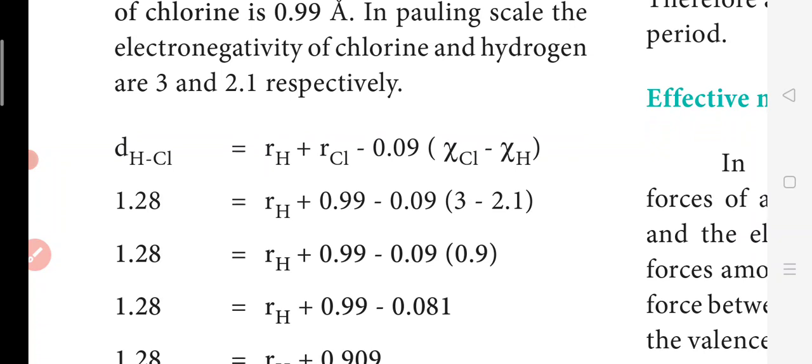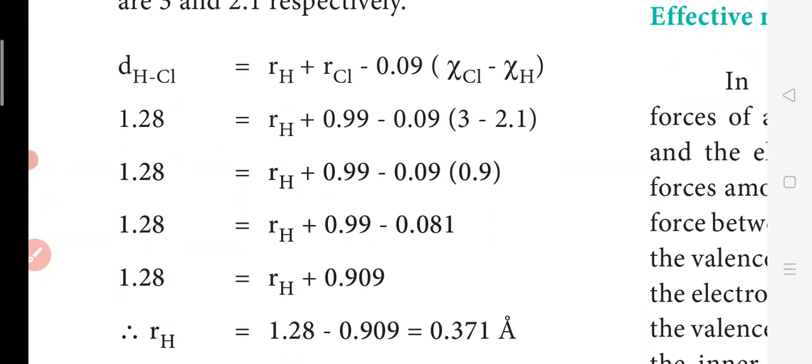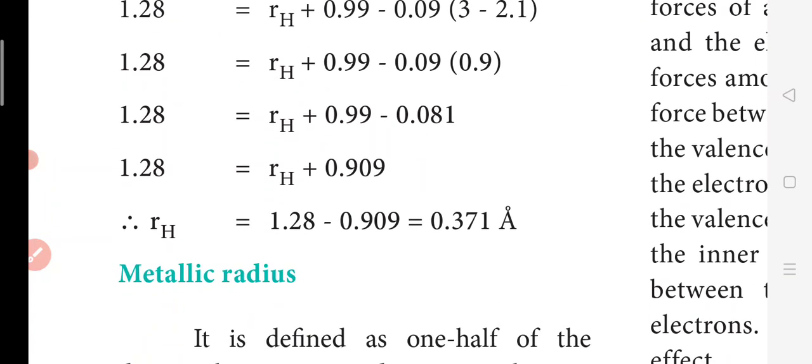So with RA, A is hydrogen and B is chlorine. So RH plus RCl minus 0.09, which is a constant value that always comes, times chi A minus chi B. Chi A is chlorine, chi B is the hydrogen atom. Chlorine's value is 3, hydrogen is 2.1. Simplify it and you will get the answer, the covalent radius for hydrogen chloride, which is 0.371 angstrom.